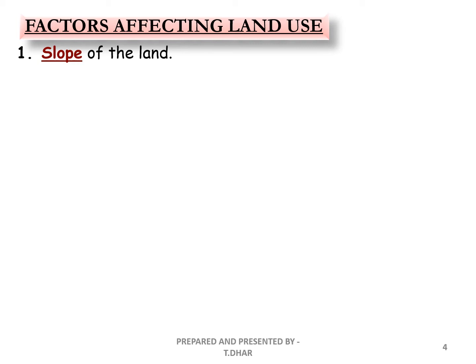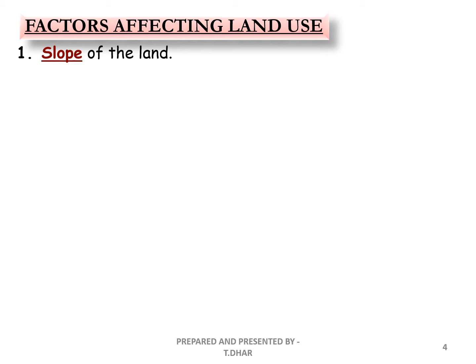Now, how does slope decide the use of land? For example, in hilly areas, the land is used for different purposes. It is difficult to set up various industries in hilly areas because it has got the slopes. Whereas in plain areas, the land is used for many other purposes.